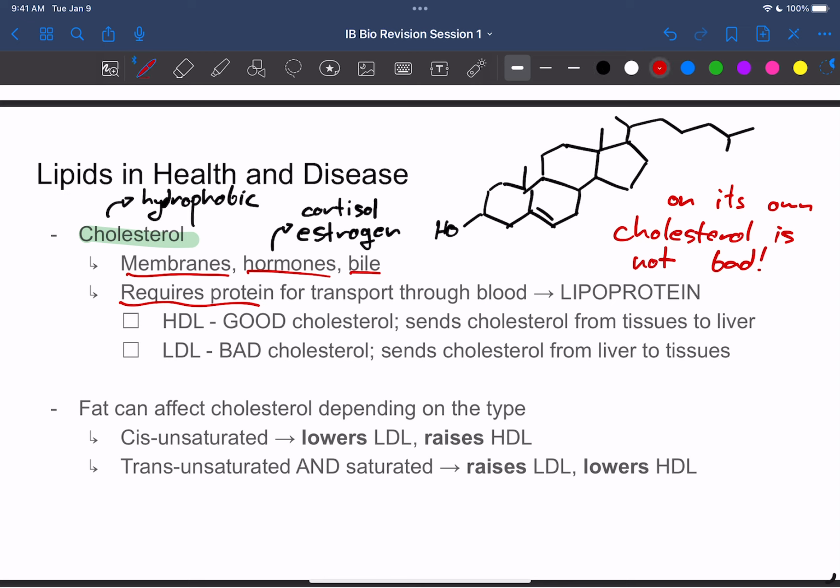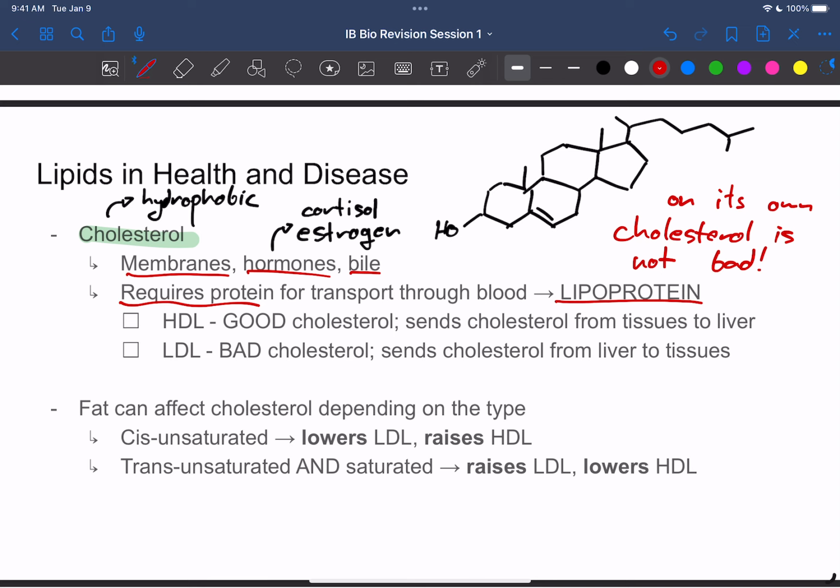So you need to attach it to a soluble protein in order to transport it throughout blood. So that's why it requires protein. And the type of protein cholesterol is transported in is called lipoprotein. And this is where we get our good and bad cholesterol. This is what people are talking about when they say good cholesterol or bad cholesterol, they're talking about the protein.